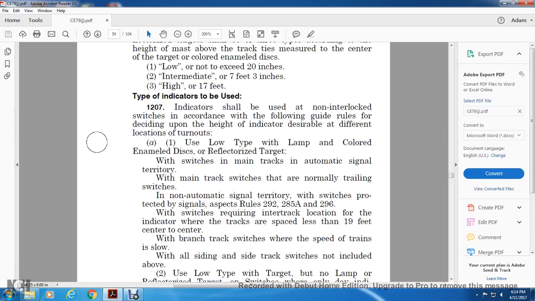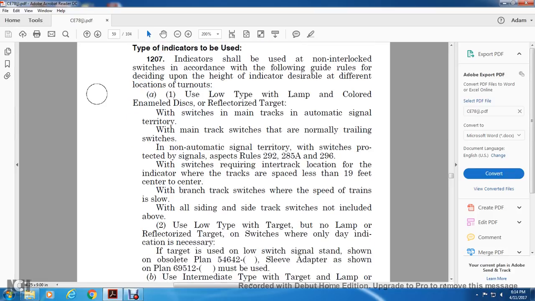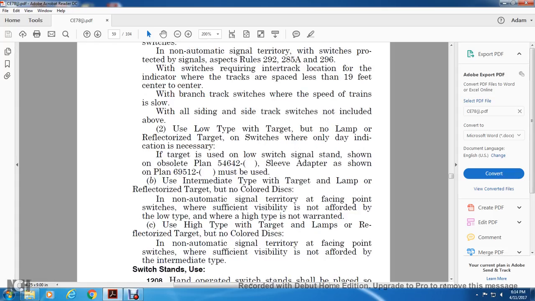Usable low type: lamp, colored enamel disc, reflectorized tape. The switch of the main track in automatic signal territory: main track switches are normally trailing switches and known automatic signal territory switches are protected with signal aspects of rule 292, 285, and 296. Switches requiring inter-track location with the indicator, where tracks are spaced less than 19 feet center, branch track switches where the speed of trains is slow, with all siding or track switches not included. Use of low type target with no lamp, reflectorized tape, on switches where only day indication is necessary.